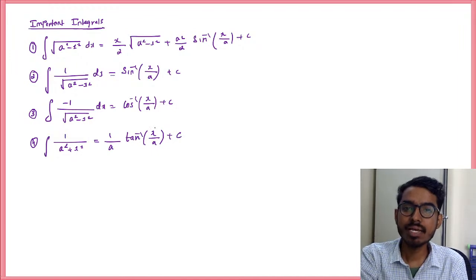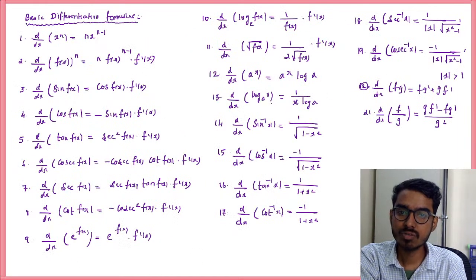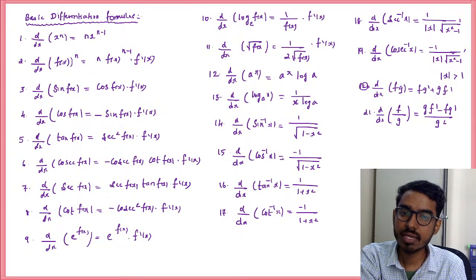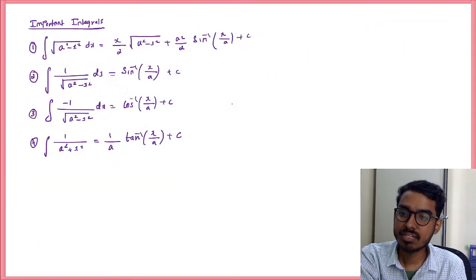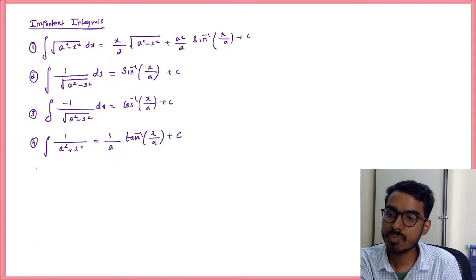All these are from inverse differentiation formulas. You can see the derivative of sin inverse of x is 1 divided by root of 1 minus x square. What about in general, sin inverse of x by a? It will be root of a square minus x square. When you integrate on both sides, integration and differentiation cancel. That is where these formulas came from.